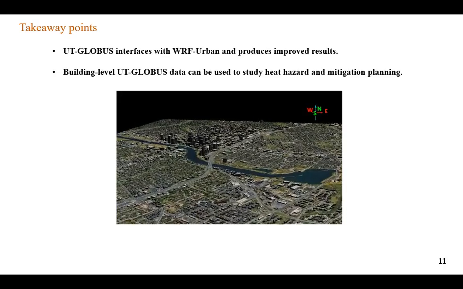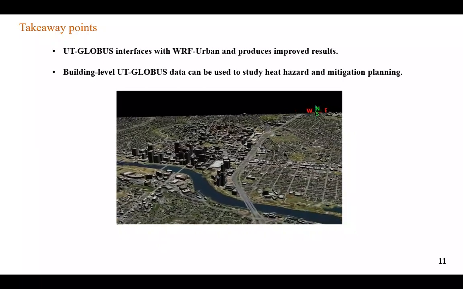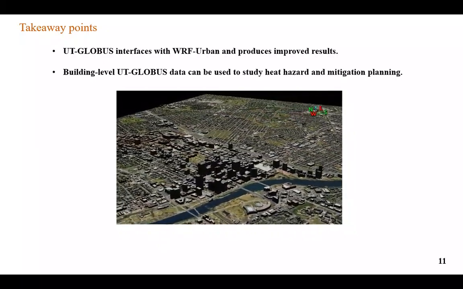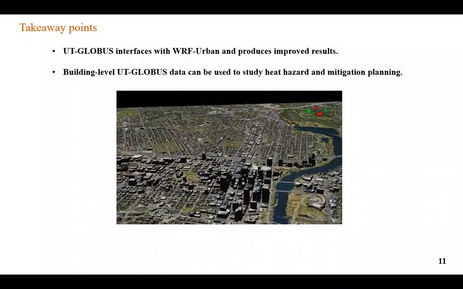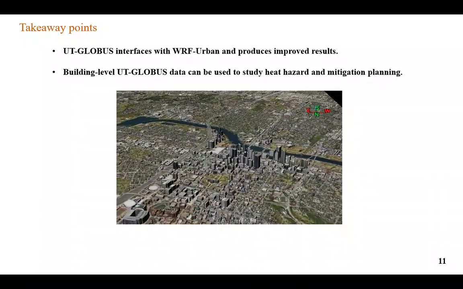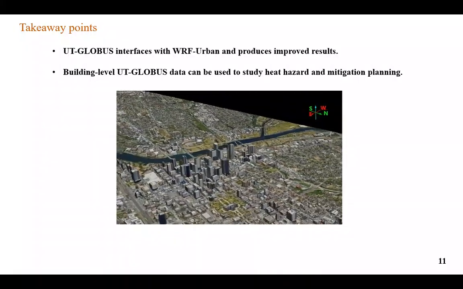When you see this animation where we have Globus data overlaid on the Google satellite image, the two main takeaway points that we consider are that UT Globus data interfaces with the WRF system, and we can use the UT Globus data to study heat hazards.